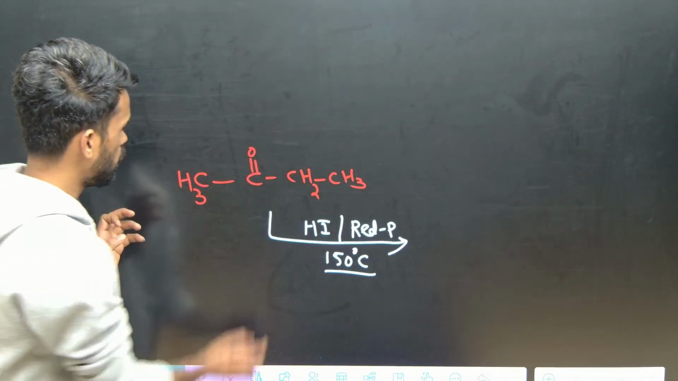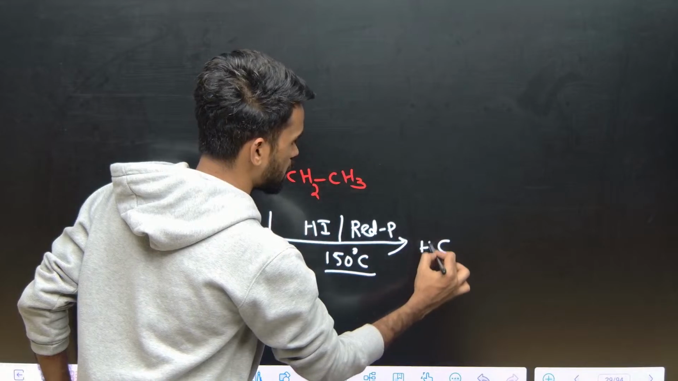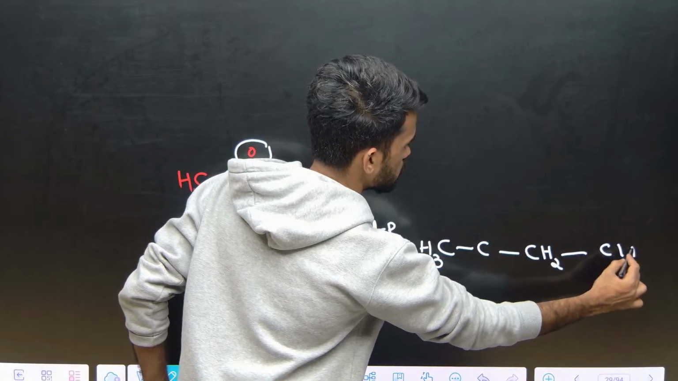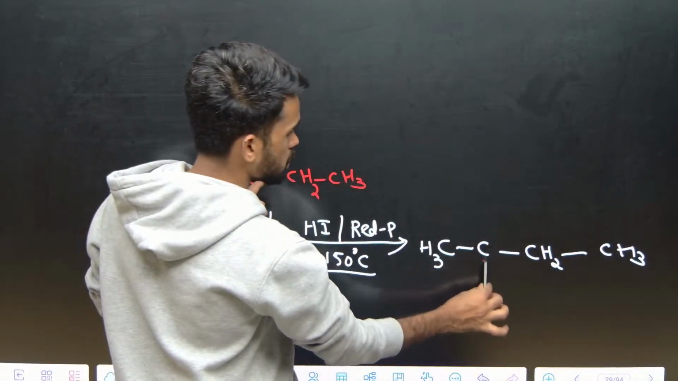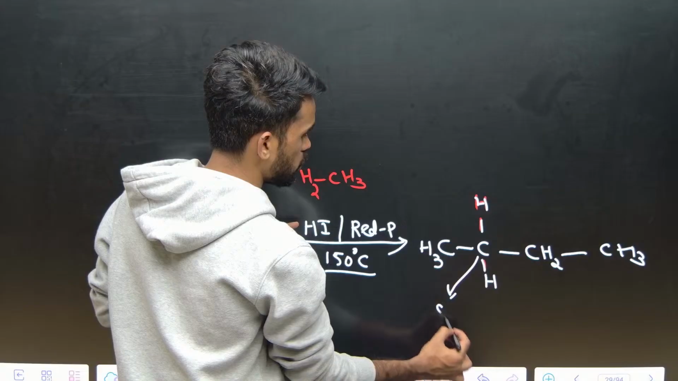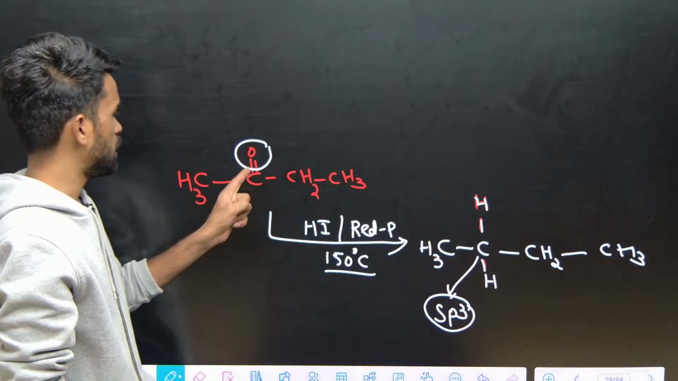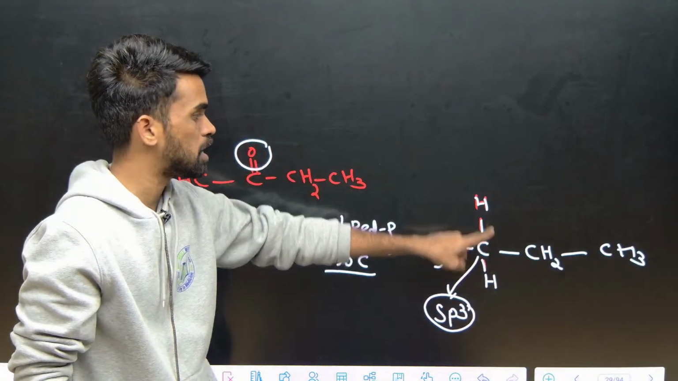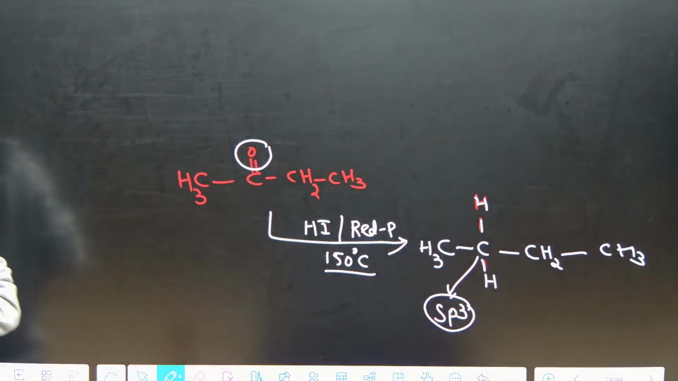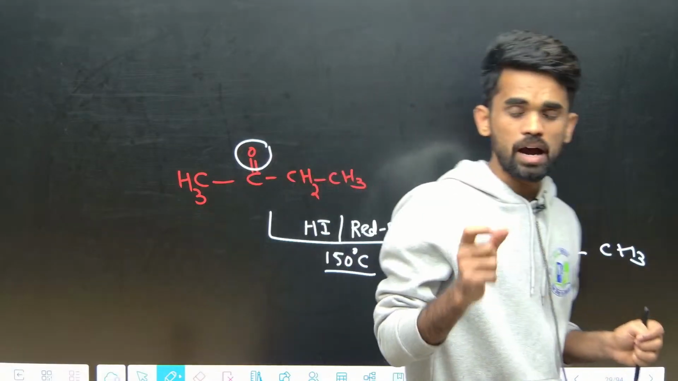Just as I told you, remove this double bonded oxygen and make that carbon an sp3 alkane carbon by adding hydrogen. What is the hybridization here? sp3. So the number of carbons is the same in reactant and product, but here it was an sp2 carbon having oxygen, and this is an sp3 carbon having only hydrogens along with the alkyl group. This is the simple way to understand the concept of reduction using red phosphorus and hydrogen iodide.